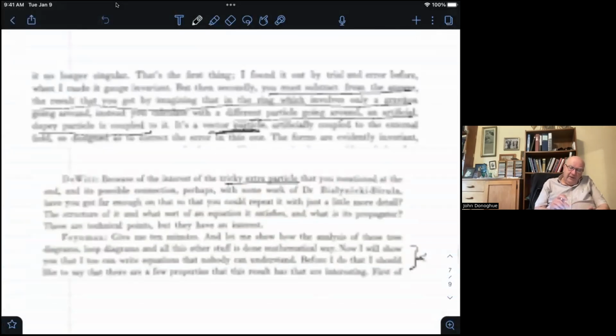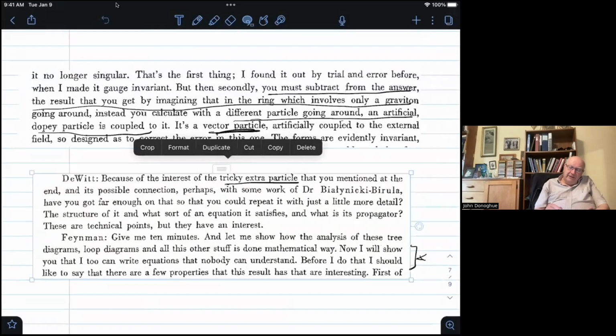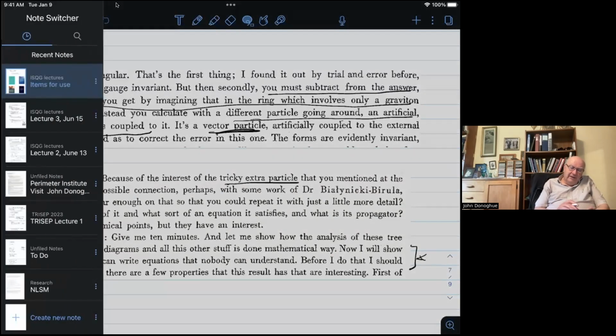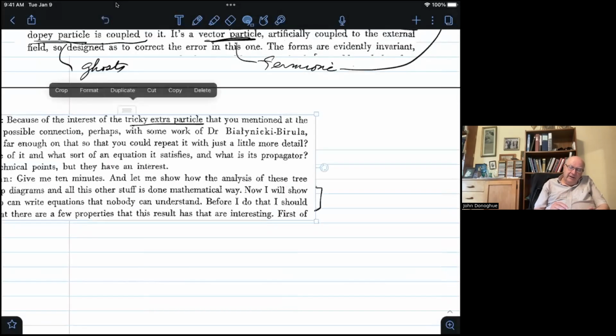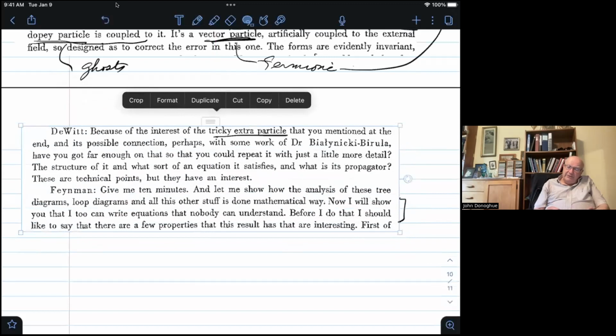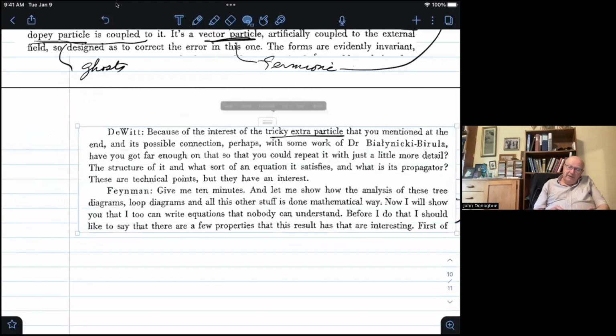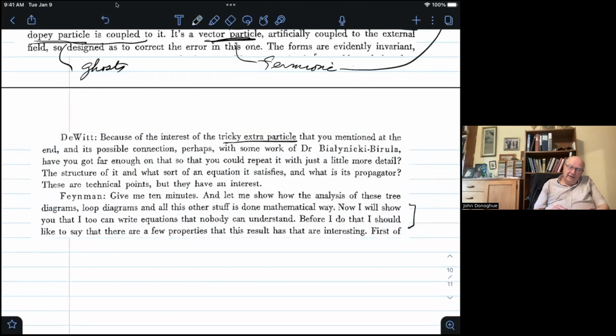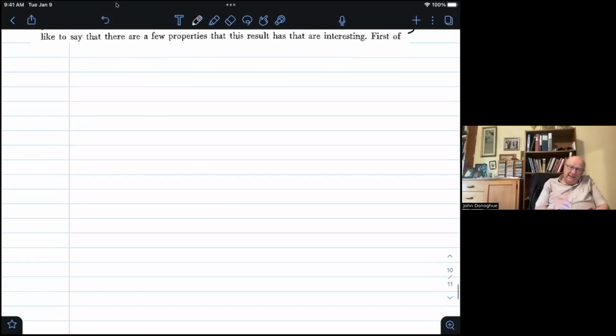First, you see then in the article, you see DeWitt asking about this tricky little particle, and Feynman says, "Give me 10 more minutes, and I'll show you I can do math that nobody can understand." Now, basically, the history here is that then DeWitt formalizes this. Somewhat simultaneously, Faddeev and Popov did it for gauge theories.